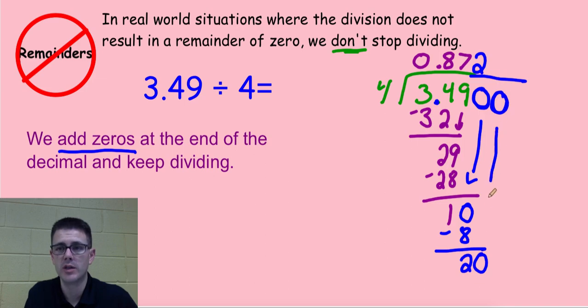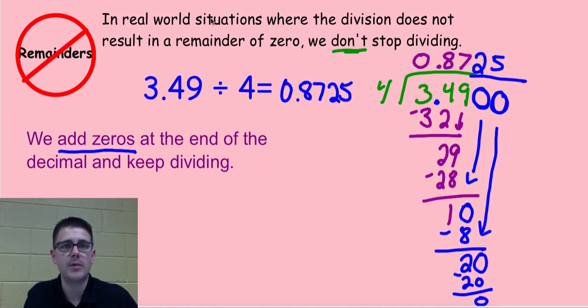It gives us more digits. But we can bring down that 0. 4 goes into 20 5 times, which is 20. And then we're left with 0. Once we finally have 0 left over, and we've brought down all the necessary digits, now we are finally done. 3.49 divided by 4 really gives us an answer of 0.8725.